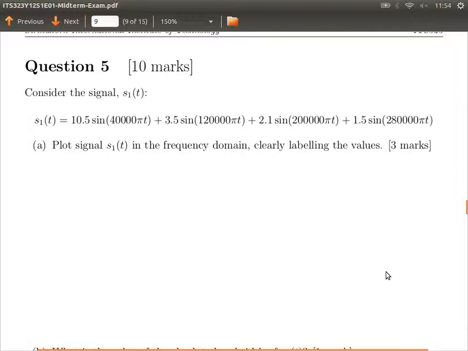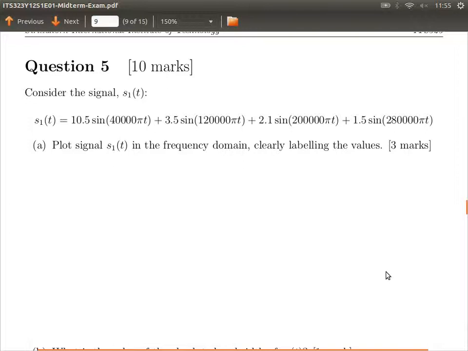The equation you need to know to solve this is the general equation for a sinusoid: the peak amplitude, times sine of 2 pi times the frequency, times t, the time, plus phase phi. Look at each of those components individually. 10.5 sine 40,000 pi t. Phase is 0, we're going to ignore that. Peak amplitude A is 10.5.